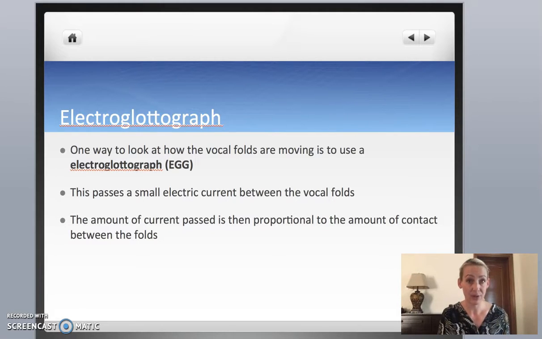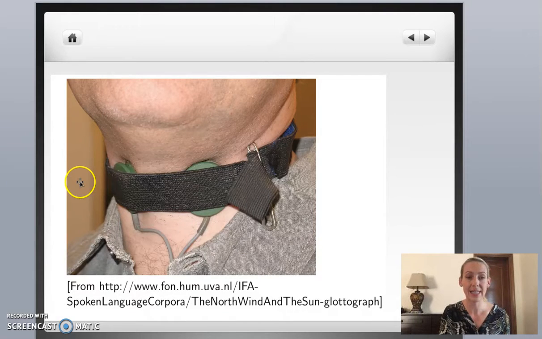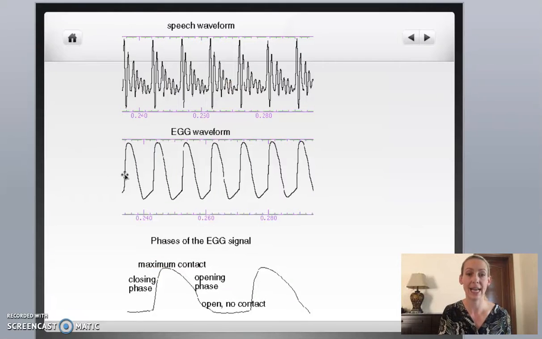So what happens with an electroglottograph, or EGG, is that you pass small electric current between the vocal folds, and that lets you measure how close the vocal folds are together. So it looks like this. And you can see here as well where the electric current comes from, and it has to pass through the larynx. And this lets us see how close together the vocal folds are. So the type of measurement that we're getting looks like this.